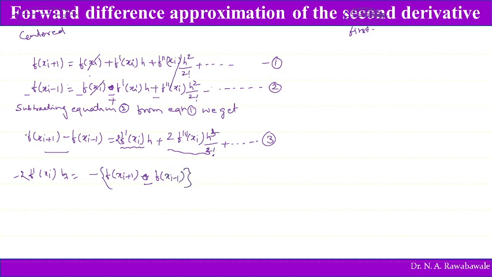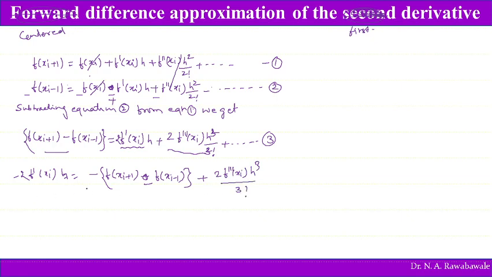So this term is transferred to the right hand side. Then plus 2 times f triple dash of xi, h to the power of 3 divided by 3 factorial.